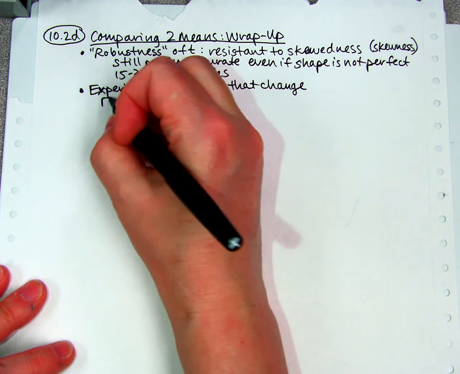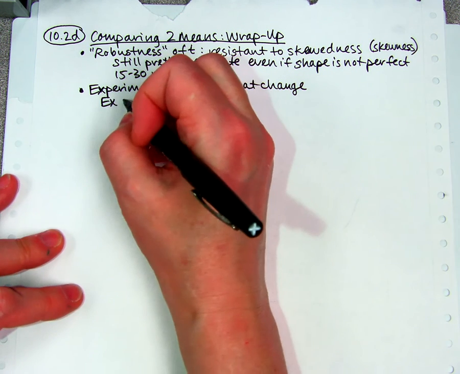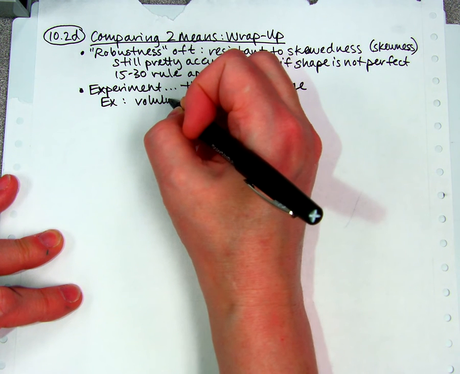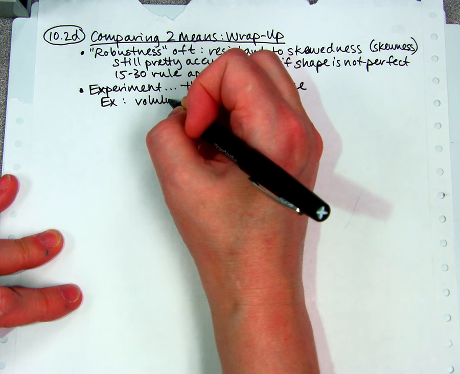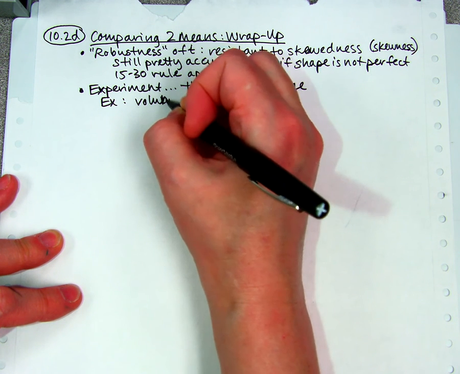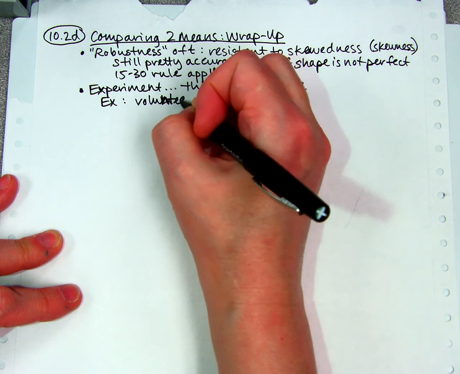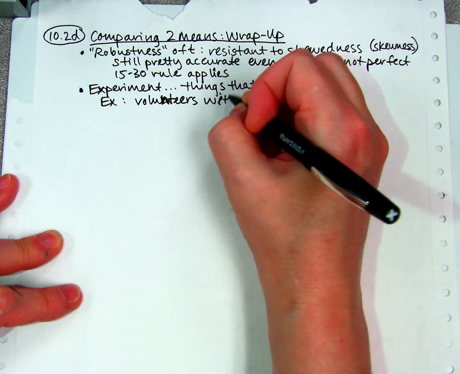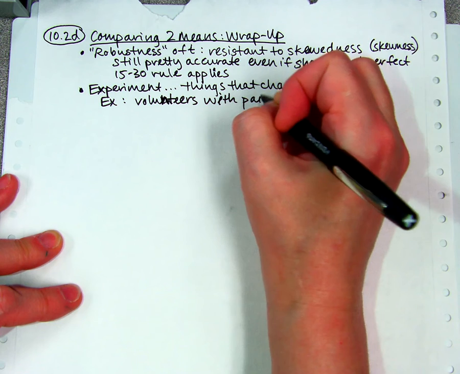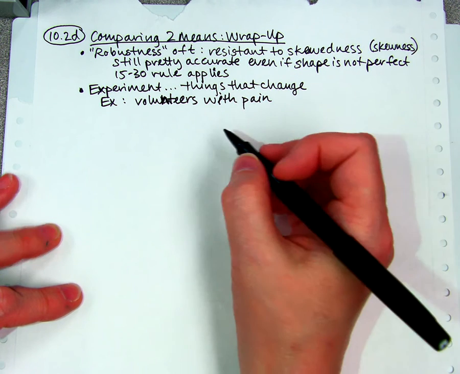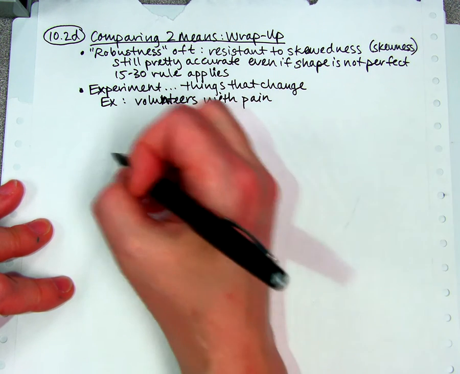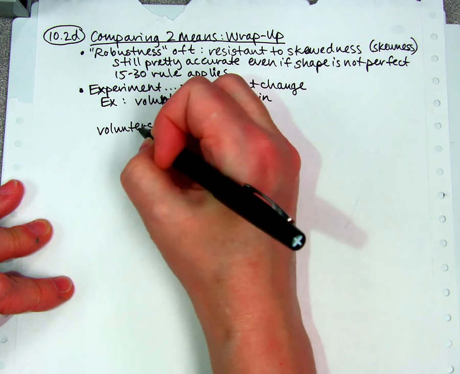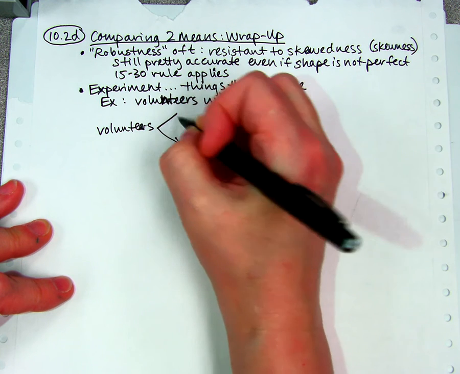So here's an example just to remind you of some chapter 4 stuff. We've got a bunch of volunteers, which with pain, that's an n. They have some kind of pain going on. Maybe they have similar injuries or something. And we take all of our volunteers and we randomly assign them to two groups.